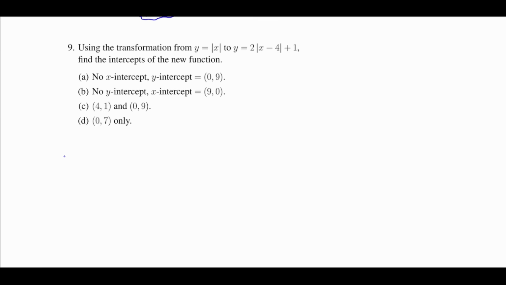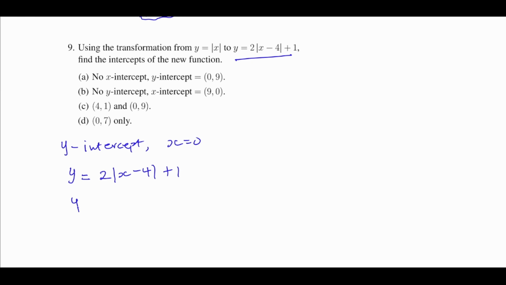Now for intercept, if you are finding y-intercept, that means that x is what? X is 0. So in that case, x is equal to 0. We substitute it into the function where we have y equal to 2 absolute of x minus 4 plus 1.